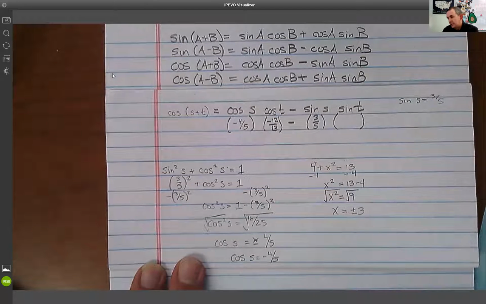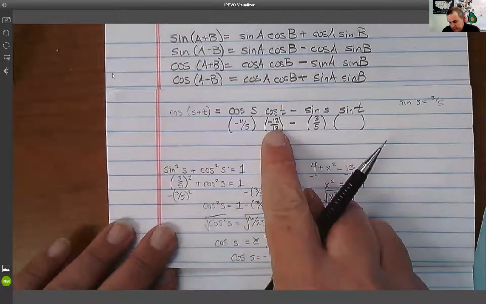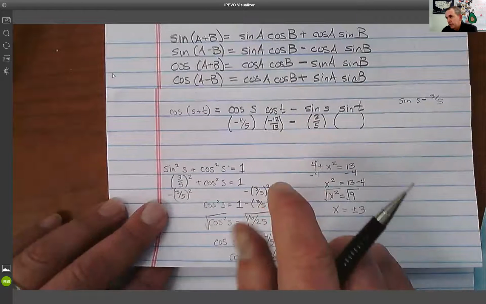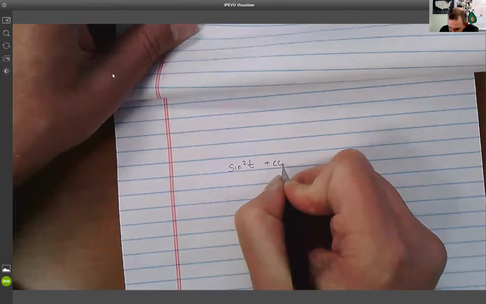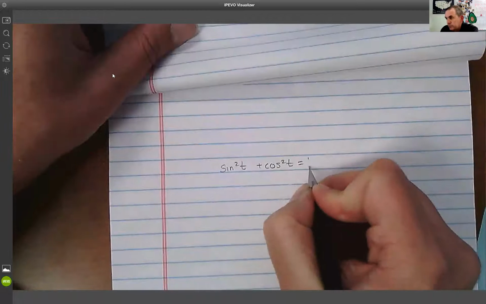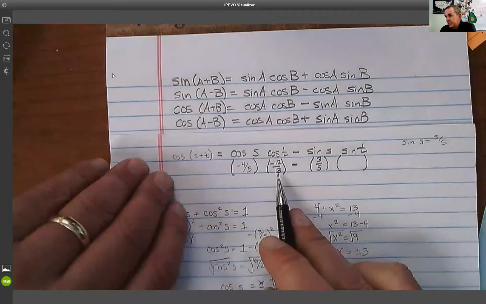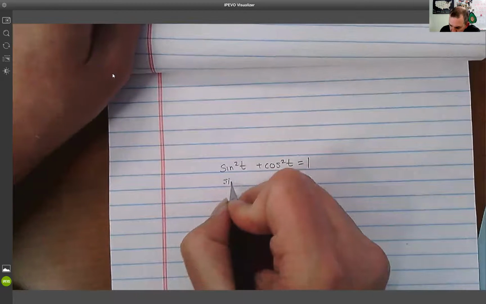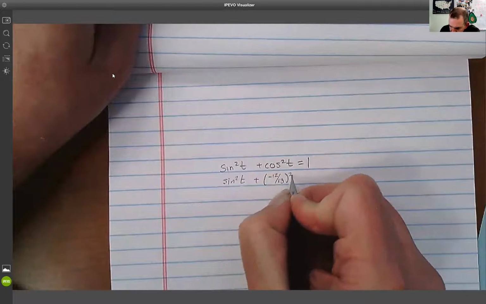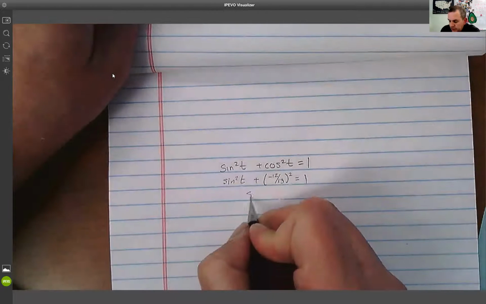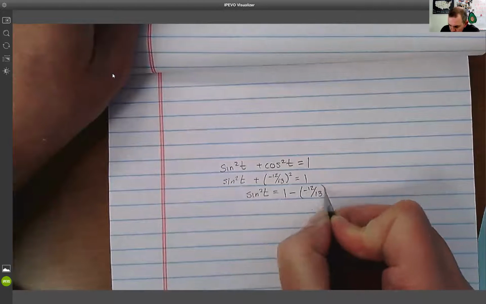So now I need to repeat those steps for the sine. So again, to figure sine t, I know cosine t. So we're going to go here. We've got sine squared t plus cosine squared t equals 1. I know that cosine of t is negative 12/13. So sine squared t plus negative 12/13 squared equals 1. So sine squared t equals 1 minus that negative 12/13 squared.